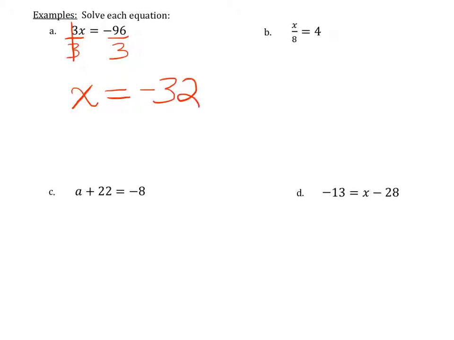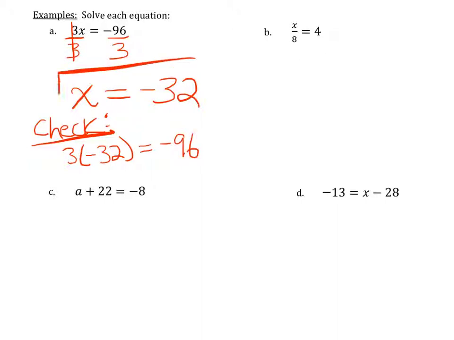And notice we can always check ourselves. If you ever want to check yourself, just plug in negative 32 for x. So I have 3 times negative 32. And if that equals negative 96, then we know that we do have our correct solution. And it does, in fact, equal negative 96. So this is my solution here.